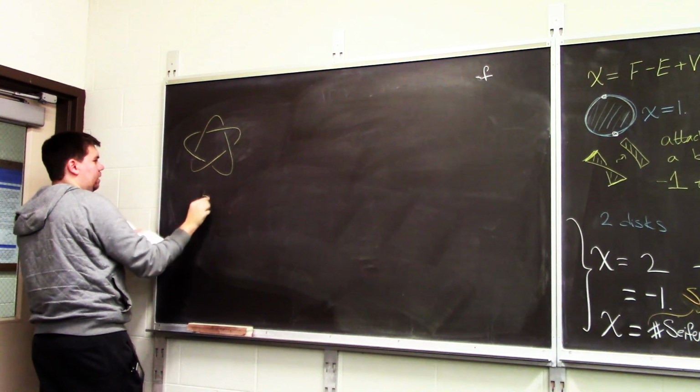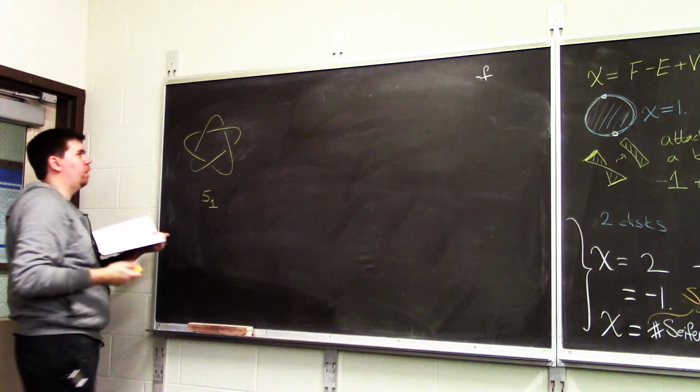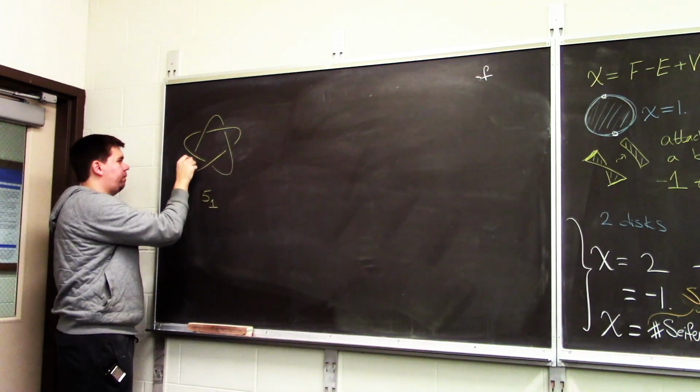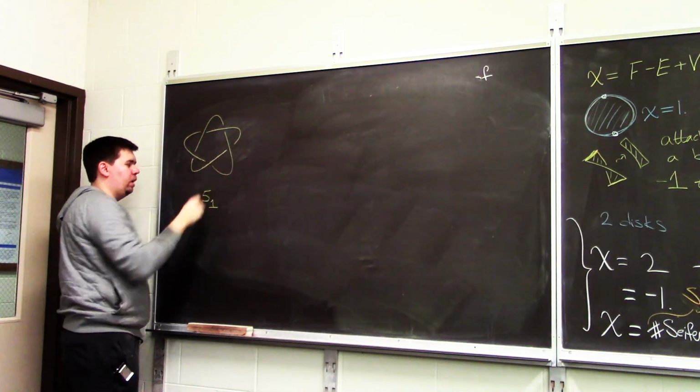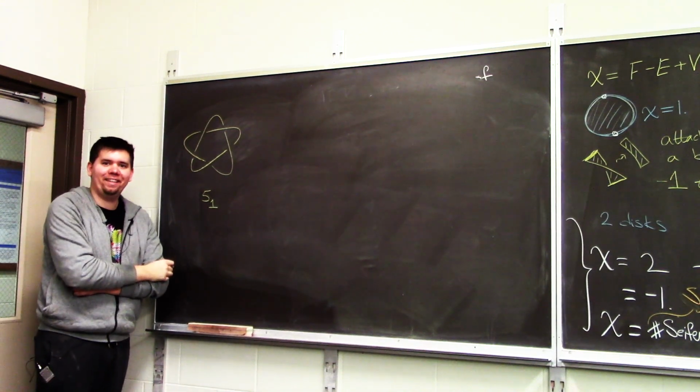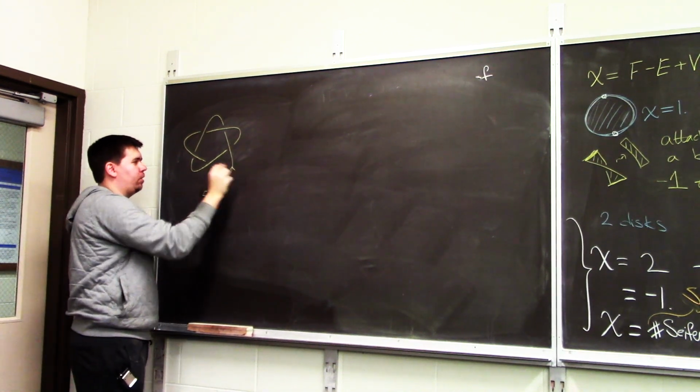Okay, this is the knot 5_1. And we want to figure out what is the genus of this knot. So how do we do that? We begin by giving it some orientation.